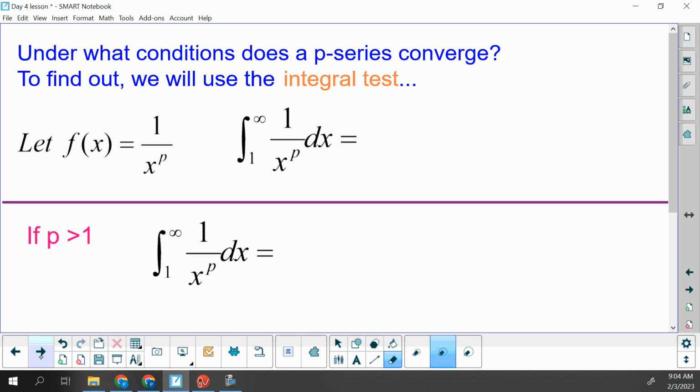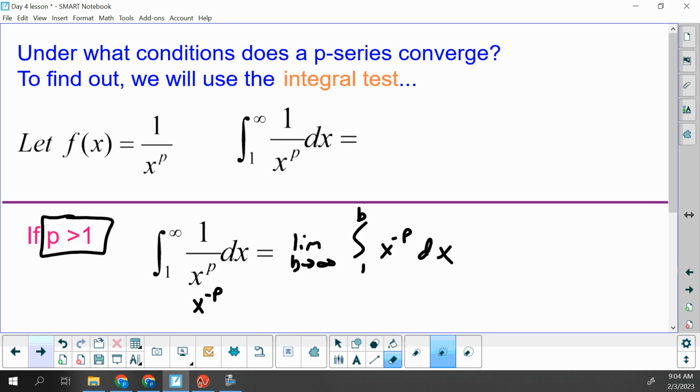So next up, we want to find what's going to make our p-series converge. So we're going to use the integral test to figure that out. First scenario, we're going to see what if p is greater than 0. Well, this is really x to the negative p if we bring it up top. So I'm going to rewrite this as limit as b approaches infinity, integral from 1 to b of x to the negative p dx.